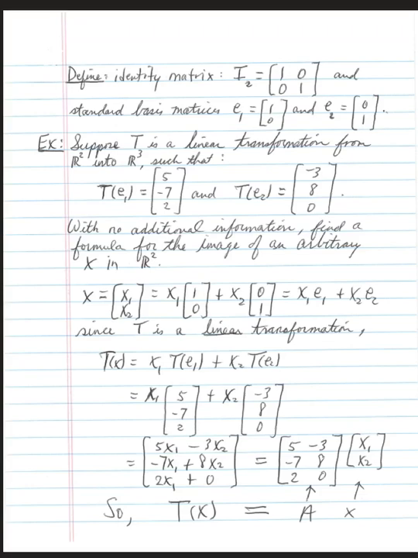Define the identity matrix as I sub 2 equals 1, 0, and 0, 1. Each column, the first column, 1, 0, is one of your standard basis matrices, E1. E2, the second column, just means you have 0 and 1. So if it's subscript 2, 1 is in the second position; subscript 1, 1 is in the first position.